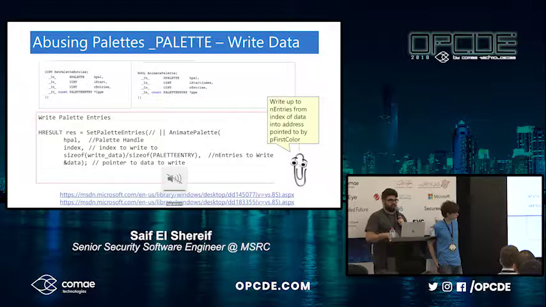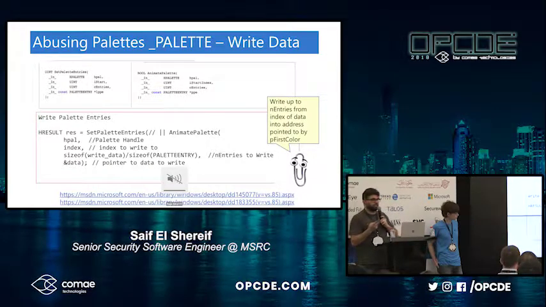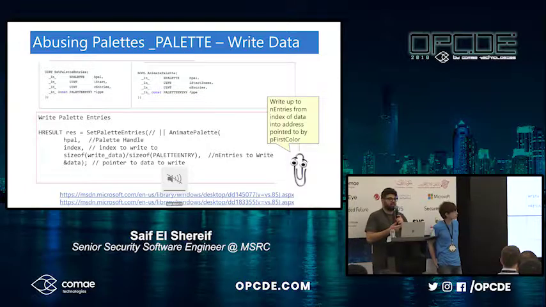And also we have write data. We have actually two functions that allow us to write data to memory using palettes, which are SetPaletteEntries and AnimatePalette. Both will do the same thing. So it will write up to n entries at a specific index that we supply from data pointed to by pFirstColor.